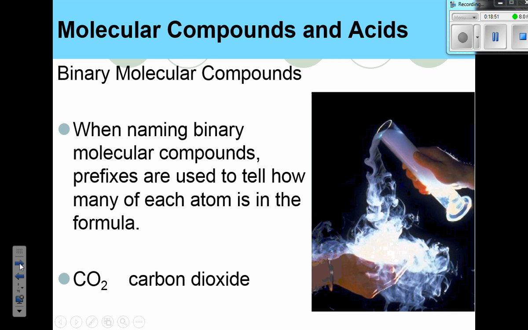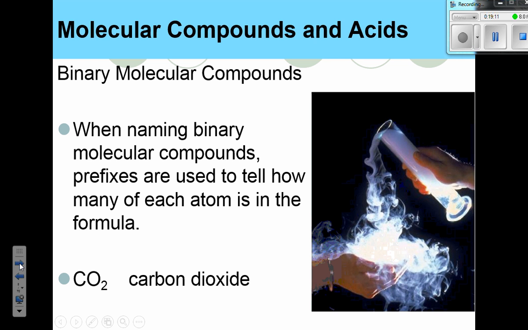For the second element, you're going to drop the suffix. In this case, we would drop gen, and we would add IDE. For binary molecular compounds, we always add on IDE at the end. Where did we get the di from? From that little 2 that's right there.